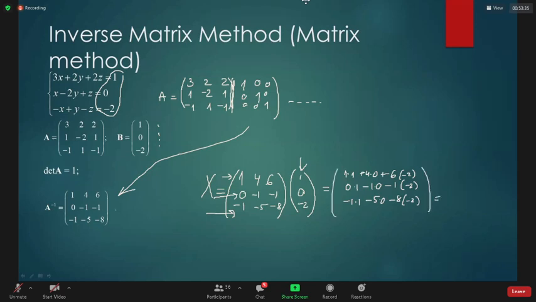And so we have 1 minus 12 is actually minus 11. Here we have 0, 0, and just 2. And here we have minus 1 and plus 16 is actually 15. And this is the solution. So I can say that X is minus 11, Y is 2, and Z is 15. Or if we write it as the ordered set, minus 11, 2, 15 is the solution, the answer.